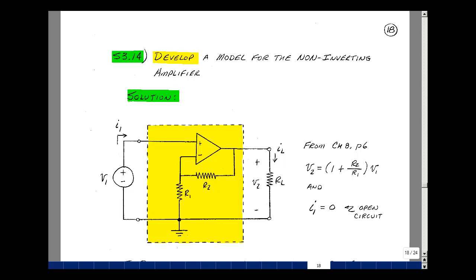This lesson deals with supplemental problem 314. You can find this problem in the course ebook in the Chapter 3 Supplemental Problems on page 18. Given this non-inverting amplifier, could you develop a model for it?